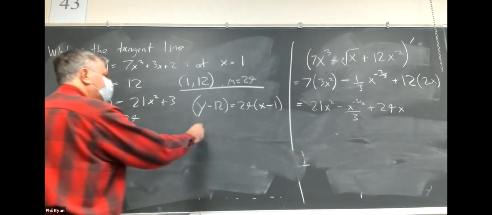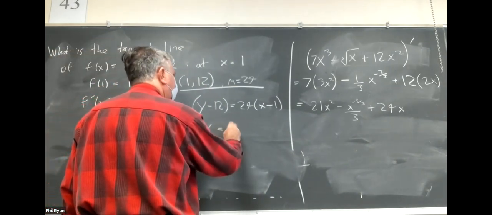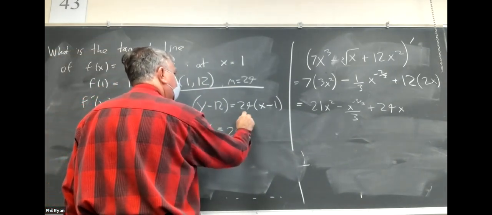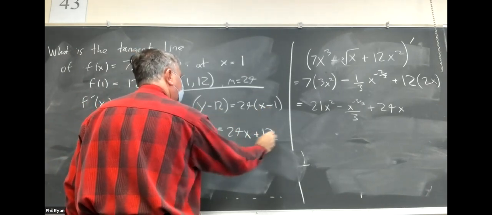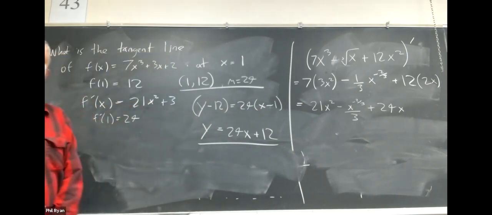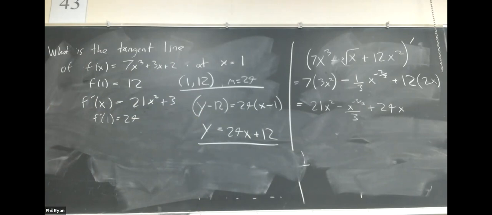And then the last thing I would do is just tidy it up. 24x minus 24 minus 12 is plus 4. There's the tangent line in the point slope form. Okay.